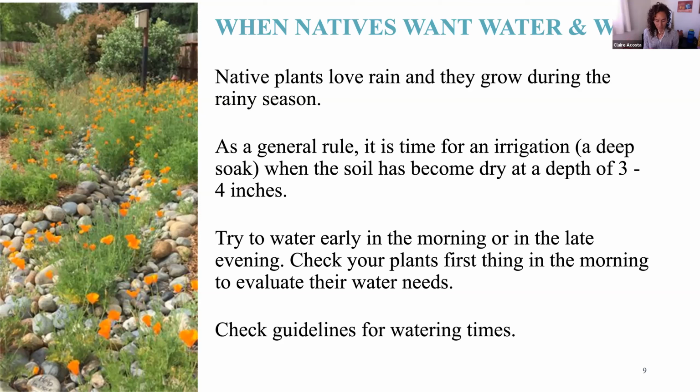So again, wet, cool winters mean lower transpiration because it's cooler, and then dry, warm summers mean more transpiration, so more water loss. As a general rule, it's time for an irrigation event, or a deep soak, when the soils become dry at a depth of 3 to 4 inches. This is especially important with new plantings. If you stick your finger down 4 inches and it's dry there, then you can consider an irrigation event. Whereas, if it's wet on the top, don't consider one.